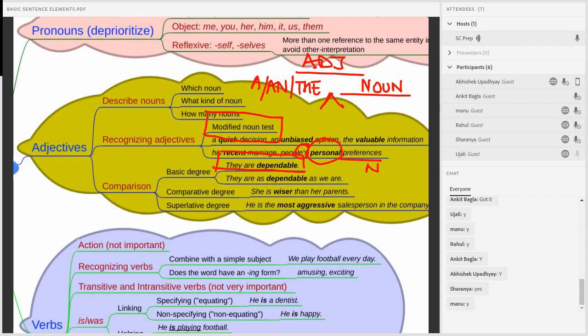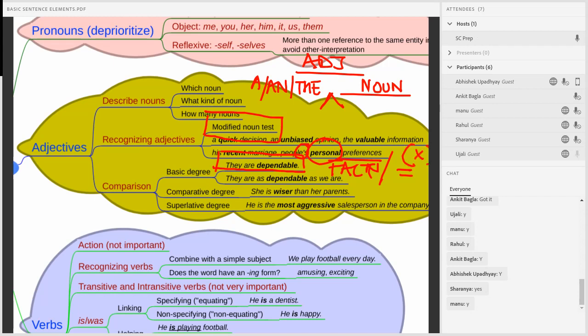Now, what is the basic degree used for? The basic degree is used to show that something has a quality, or it is used to show basically the equal-to relationship. So let me put that down. Either the fact that the quality exists or an equal-to relationship. So "they are dependable" is just telling you that, yeah, this is just true about them. That's it. "They are as dependable as we are" is that equal-to relationship that we were talking about. Now, this means that you're looking at an X.